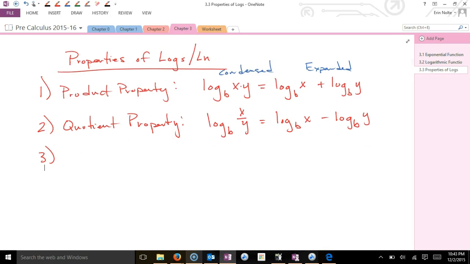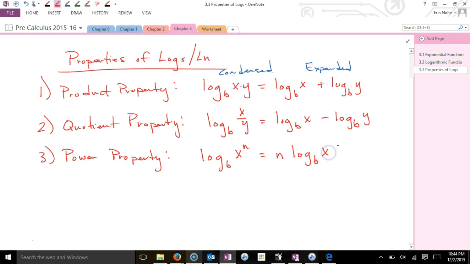Okay, the third property is called the power property. The power property is if your log has an exponent. I'll use an n to represent my exponent. So the condensed form has an exponent. The expanded form pulls that exponent out and just simply puts it in the front. So it becomes n times the log base b of x. It's not really super expanded, but technically it is expanded.